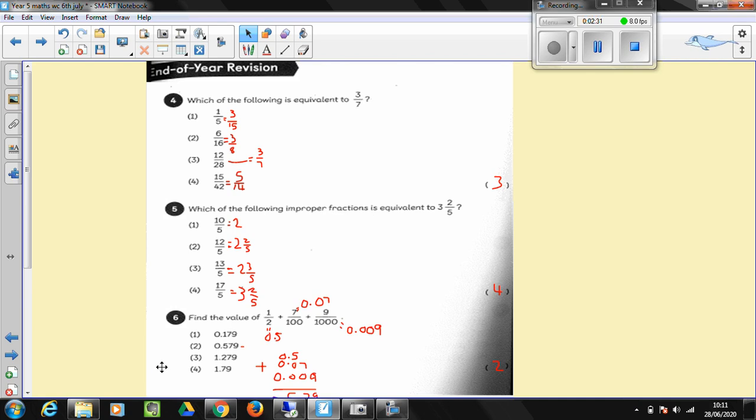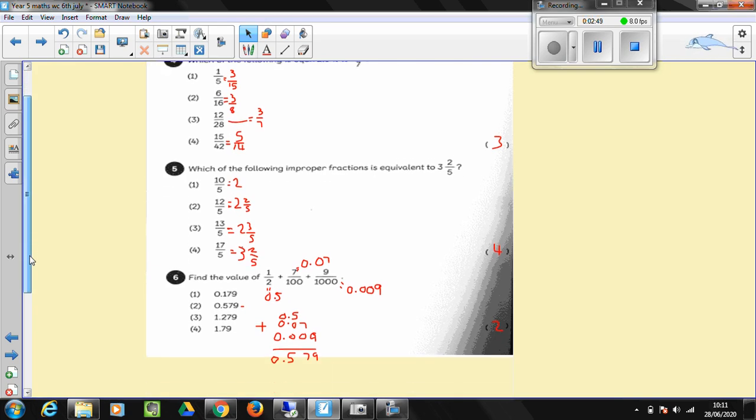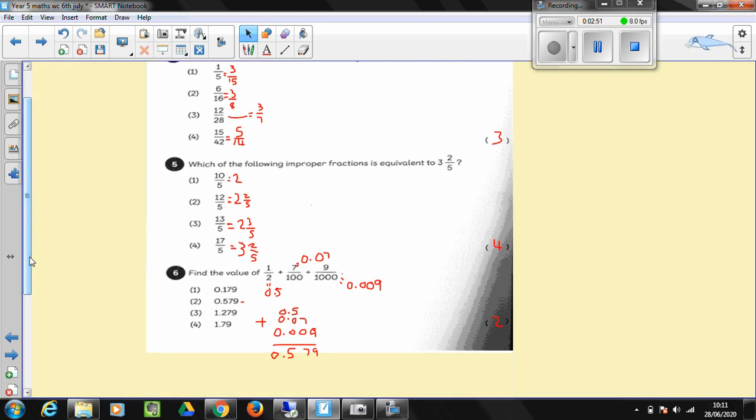On this final question, we needed to know that a half is the same as 0.5, and that 7 100ths is 7 in the hundredths column, 0.07, and 9 1/1000ths is 9 in the thousandths column, 0.009. Then we can add those together, and we'd get 0.579. So the second one is the equivalent value.